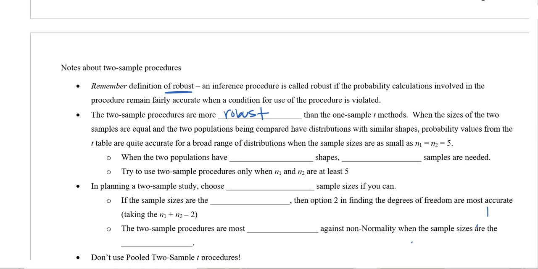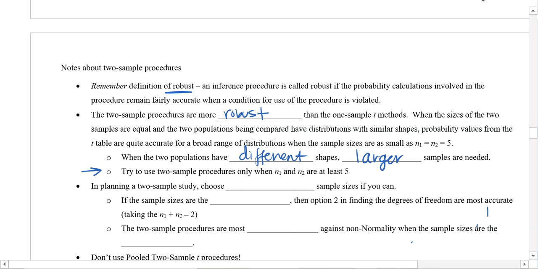Probability values from the t-table are quite accurate for a broad range of distributions, even for sample sizes as small as 5. So we can get away with more, basically, of it not being perfectly normal and still get fairly accurate results. That's what this is saying. When the two populations have different shapes, larger samples are needed. And this is a good rule. Most of the problems we're going to give you are like this, where you want your sample sizes to be at least 5.